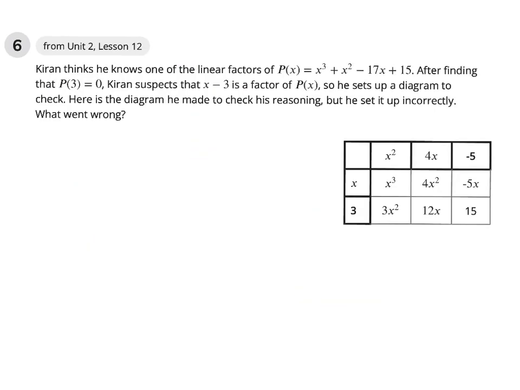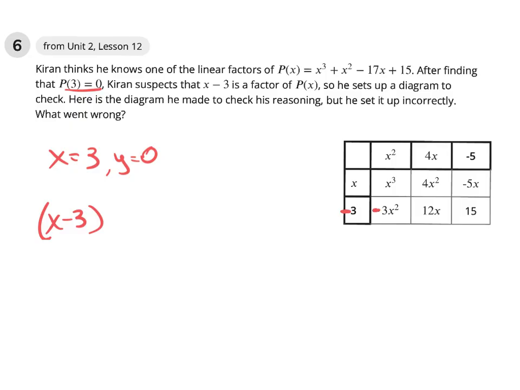Okay, so now this goes back to Lesson 12. P of 3 equals 0. So that means that when x is 3, y equals 0. That lets us know that x = 3 is an intercept. So for our factor, we had to change the sign. Now, where did Quran go wrong? X minus 3 is the factor. This 3 is supposed to be negative. So that's where Quran went wrong. This is supposed to be negative.